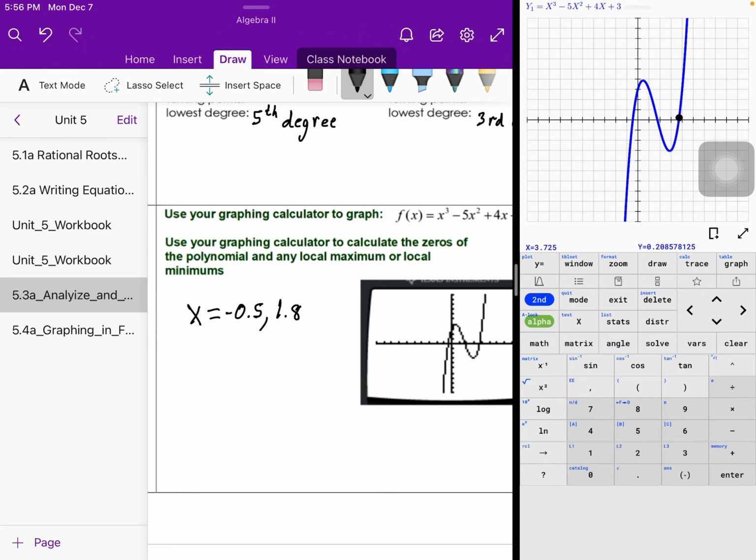And then the last one, 3.7 looks to be the x value. All right, we're just trying to do the best that we can. We're not going to be super exact because these are actually going to be more specific decimals. So just do the best you can there.